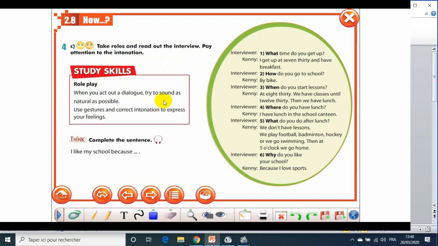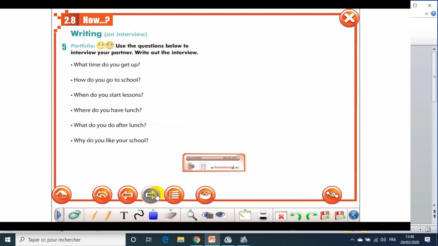Now we go to writing directly. Use the questions below to interview your partner. Write out the interview. So since we don't have partners, we are not in the classroom, you have questions to answer.